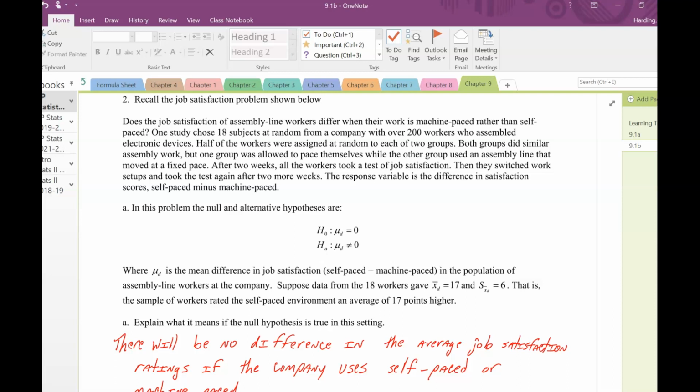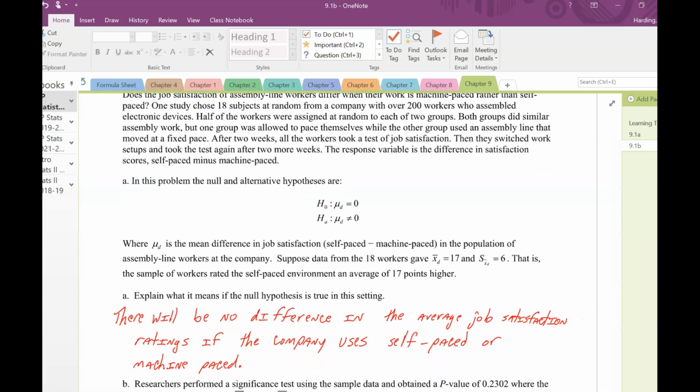The first question there is explain what it means if the null hypothesis is true in this setting. Well, if the mean of the difference is 0, then that would mean that there is no difference in their ratings. The average rating for the machine and the average rating for the self-paced is no different. And then the alternate is saying that there is a difference. So then in here it says, suppose data from 18 workers gave x bar to be 17 and standard deviation to be 6. That is, in the sample of workers, they rated the self-paced environment on average 17 points higher.